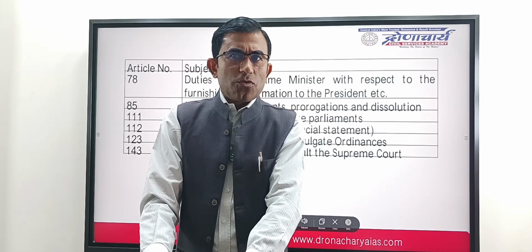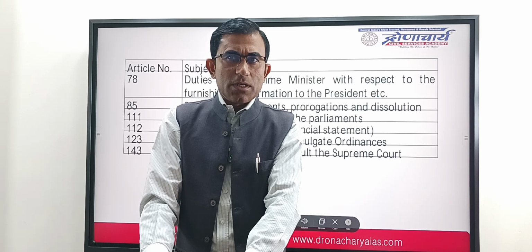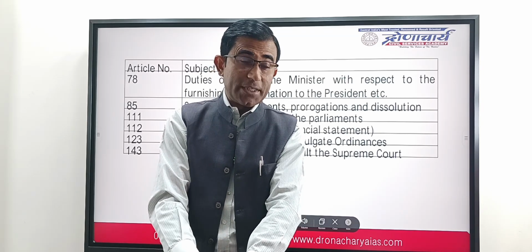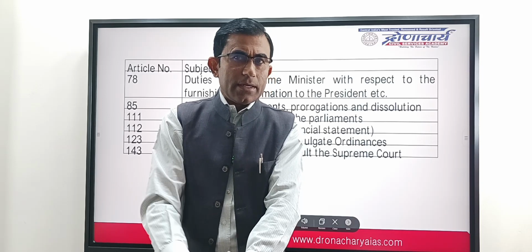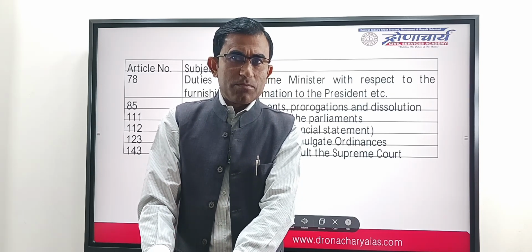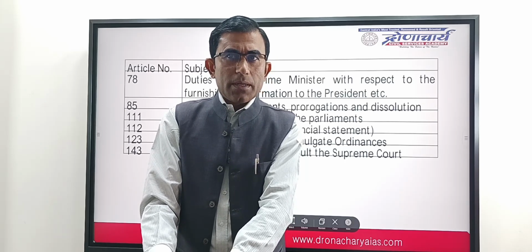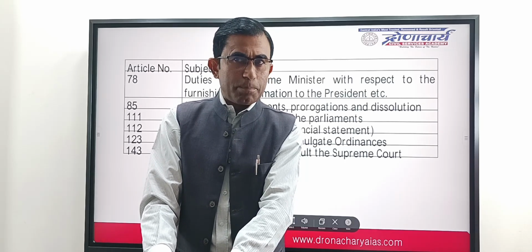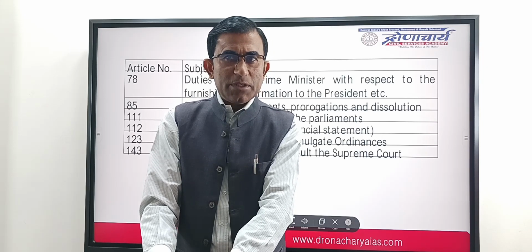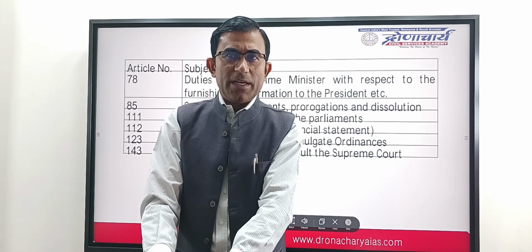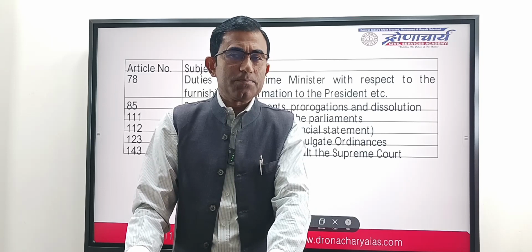Next is values of votes of MPs and MLAs. This is very important as a point of exams. Values of the votes of members of parliament means MPs and members of legislative assembly means MLAs.